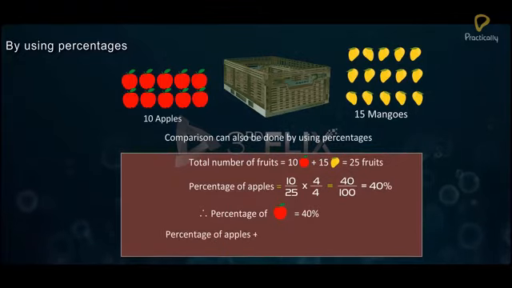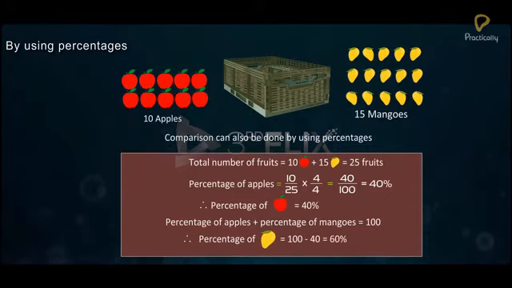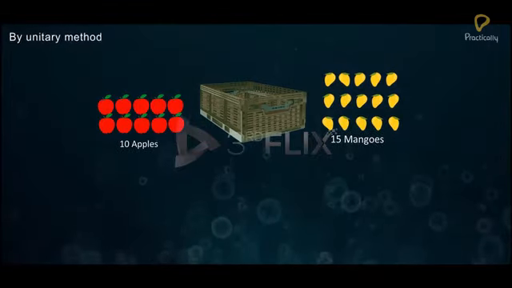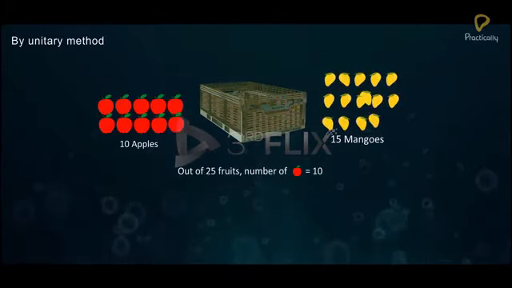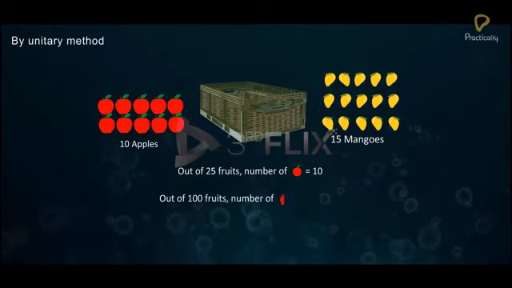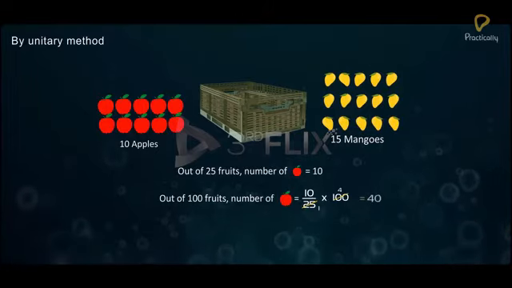Percentage of apples plus percentage of mangoes is 100%. Therefore, the percentage of mangoes is 100 minus 40, that is 60%. Out of 25 fruits, the number of apples is 10. Out of 100 fruits, the number of apples is 10/25 into 100. That is equal to 40.